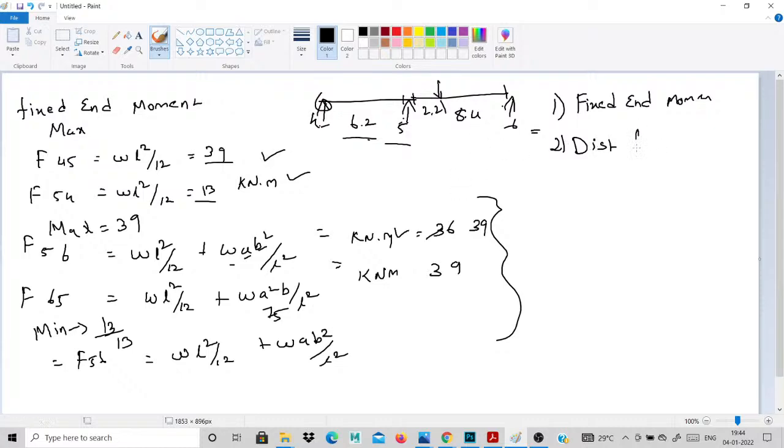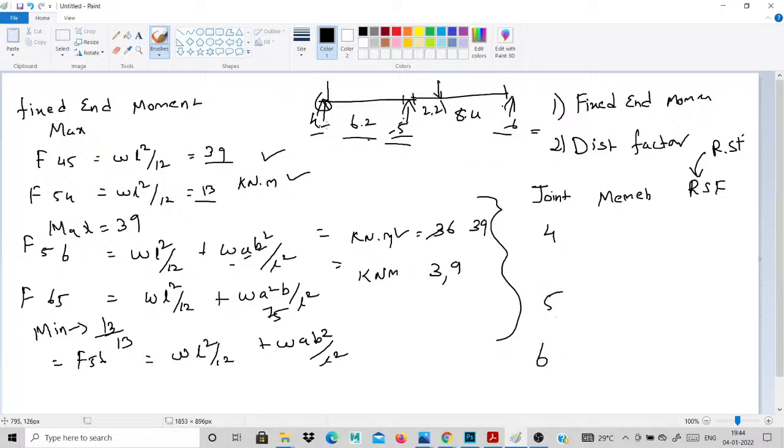The next step is the distribution factor. I simply draw this table. First, the joint conditions. The first one is the joint, the second one is the member. Next one is the rotation stiffness factor, RSF. Rotation stiffness factor, this is the main one. How many joints are there in this frame? Joints 4 5 6 are there.